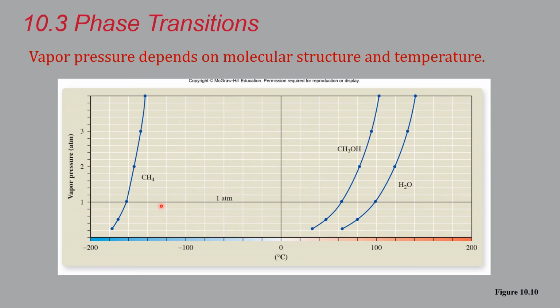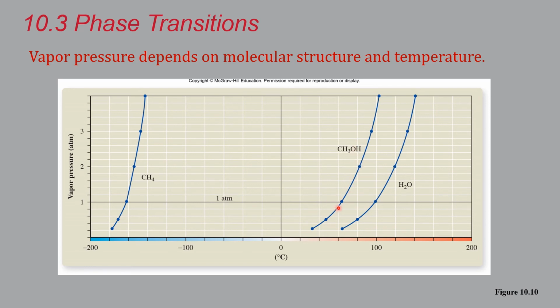All right, so the way that you want to think about this is the thermal energy needed to get 1 atmosphere's worth of methane molecules is a paltry, let's see, 120, 140, 160, about 165 degrees below 0 Celsius. So you do not need a whole lot of thermal energy to get 1 atmosphere's worth of methane molecules into the gas phase.